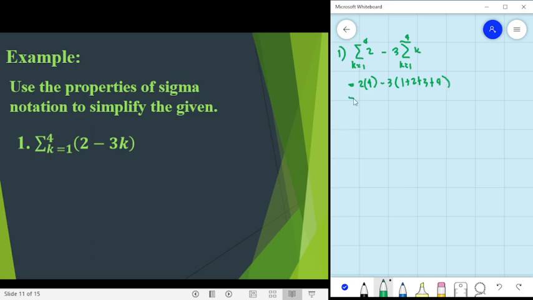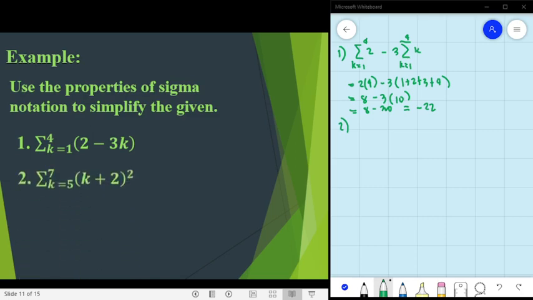Okay, and this will be equal to 8 minus 3 times 10, so 3 times 10, and it would be equal to 8 minus 30, and the difference is negative 22. Okay, so that is it. Number 2.